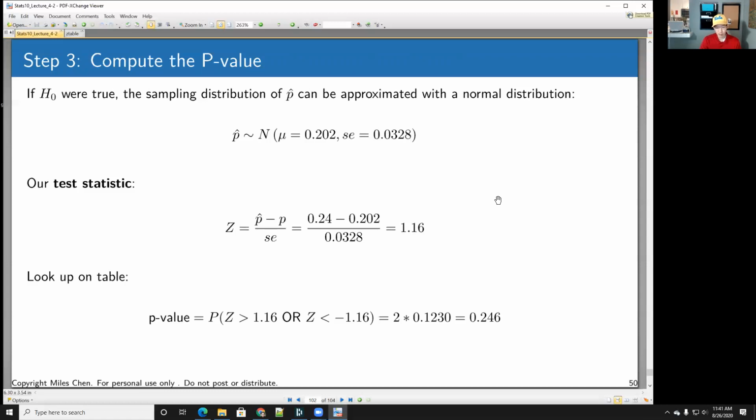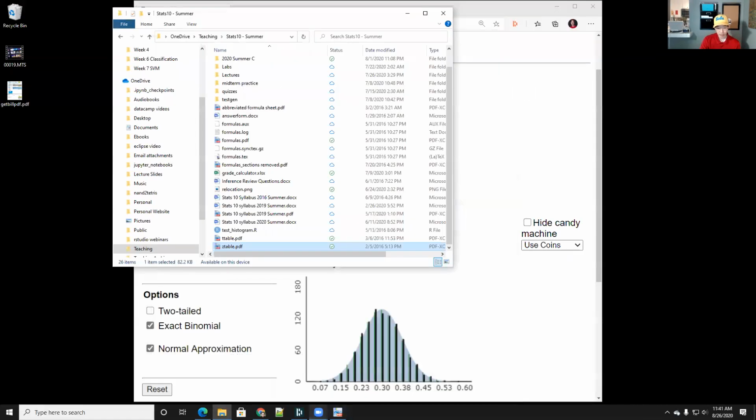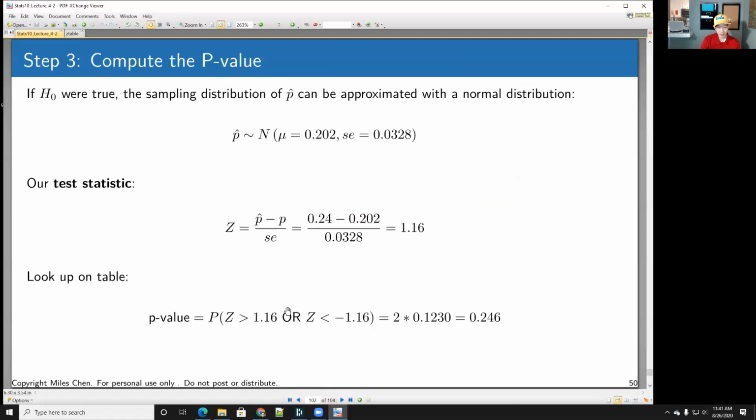Okay, so I'm going to look this up on the table. My p-value has to be the probability that z is greater than positive 1.16, and because it's a two-sided test, it's also going to include the probability that z is less than negative 1.16, right? So I find this value of 1.16, and I want the probability that z is greater than 1.16, because with a two-sided test we want to include 1.16 or more extreme, which is 1.16 or more positive, and also the other side, negative 1.16 and values more negative.